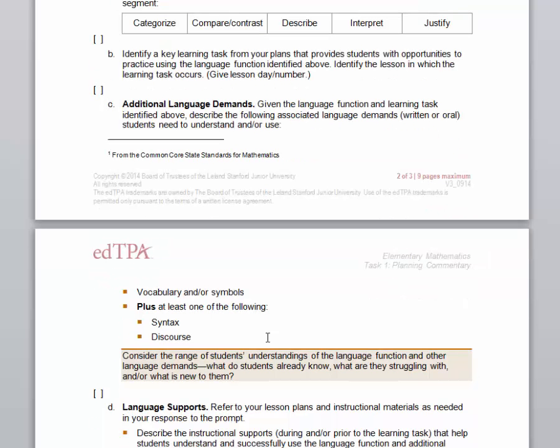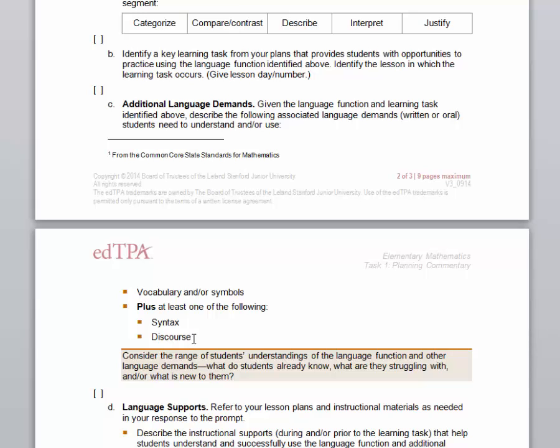Plus, at least one of the following: syntax or discourse. Syntax are a set of conventions that we use to organize information. Examples of these could be a graph, an equation, a sentence. Think about as your students complete their work, do they need to understand some form and conventions for how they will demonstrate their knowledge? Discourse is the language that people use when they talk about the discipline.